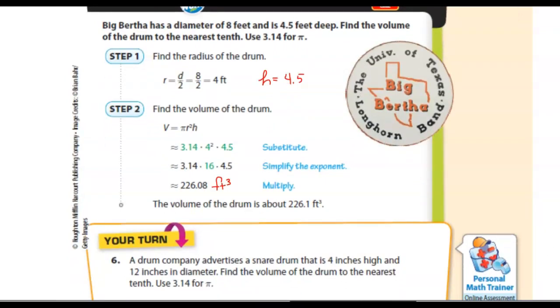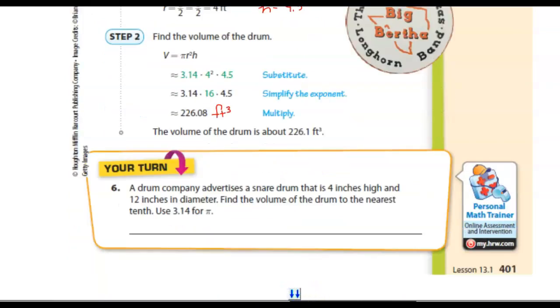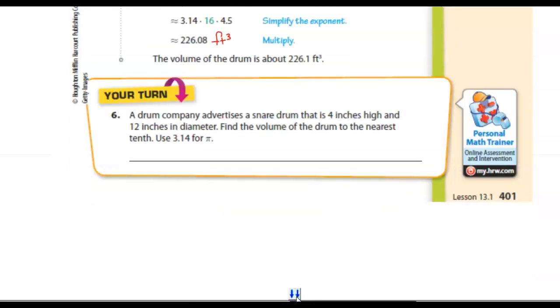All right, so let's do the your turn. A drum company advertises a snare drum that is 4 inches high and 12 inches in diameter. Find the volume of the drum to the nearest tenth. Use 3.14 for pi. So it's giving me a diameter. What's my radius? 6 is my radius, and the height of my cylinder is 4.